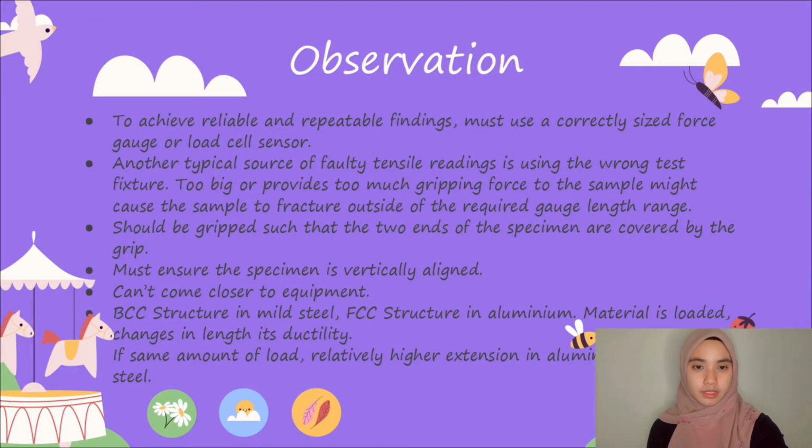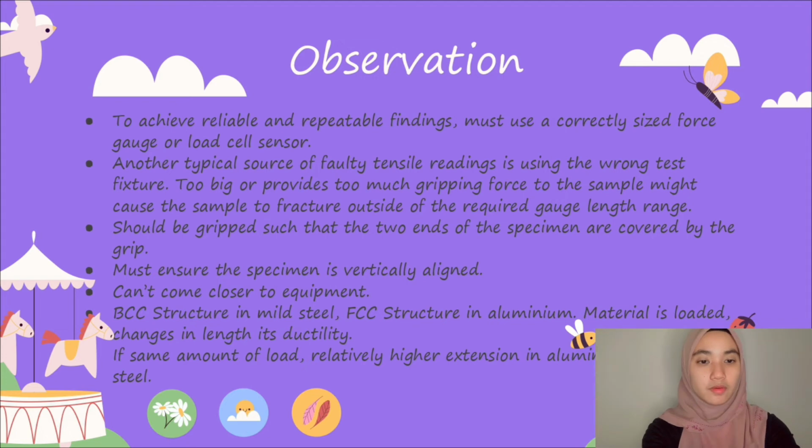Next is observation. To achieve reliable and repeatable findings, we must use a correctly sized force gauge or load cell sensor depending on the projected load measurement. Using a sensor that is between 20% and 80% of the predicted load measurement is a good rule of thumb. This will help prevent overload circumstances at the top end of the measurement range and avoid or reduce incorrect findings at the low end related to mechanical noise.